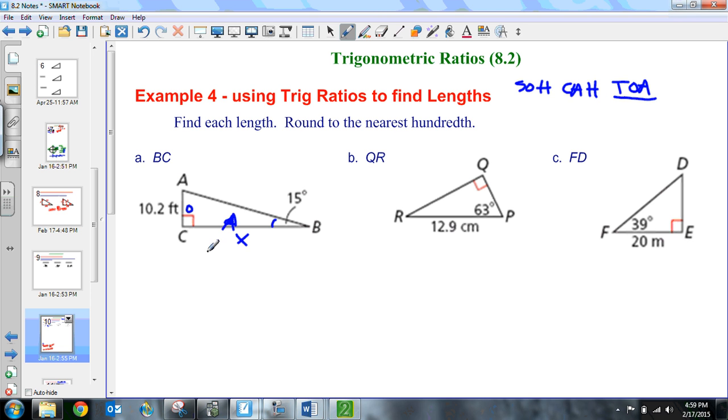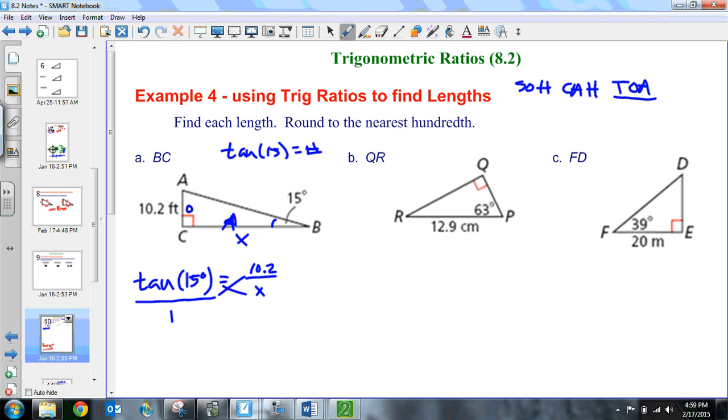So look at the equation I can set up. I can set up tangent of 15 degrees is equal to the opposite side, which is 10.2, being divided by x. Okay? Now, what I have here, guys, is a proportion. I'm going to call this over 1. So what I can do is just cross multiply and solve for x. Now, remember, guys, tangent of 15 is a number. Okay? Equals a number.